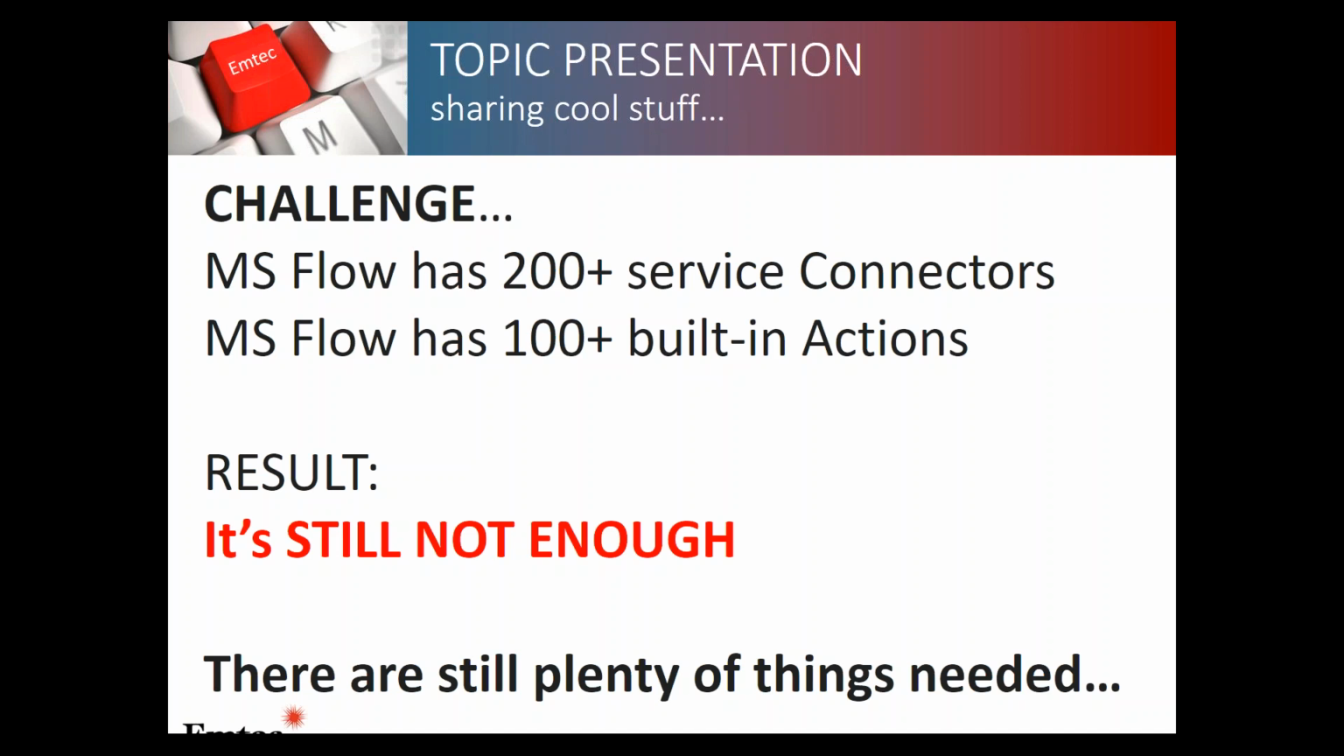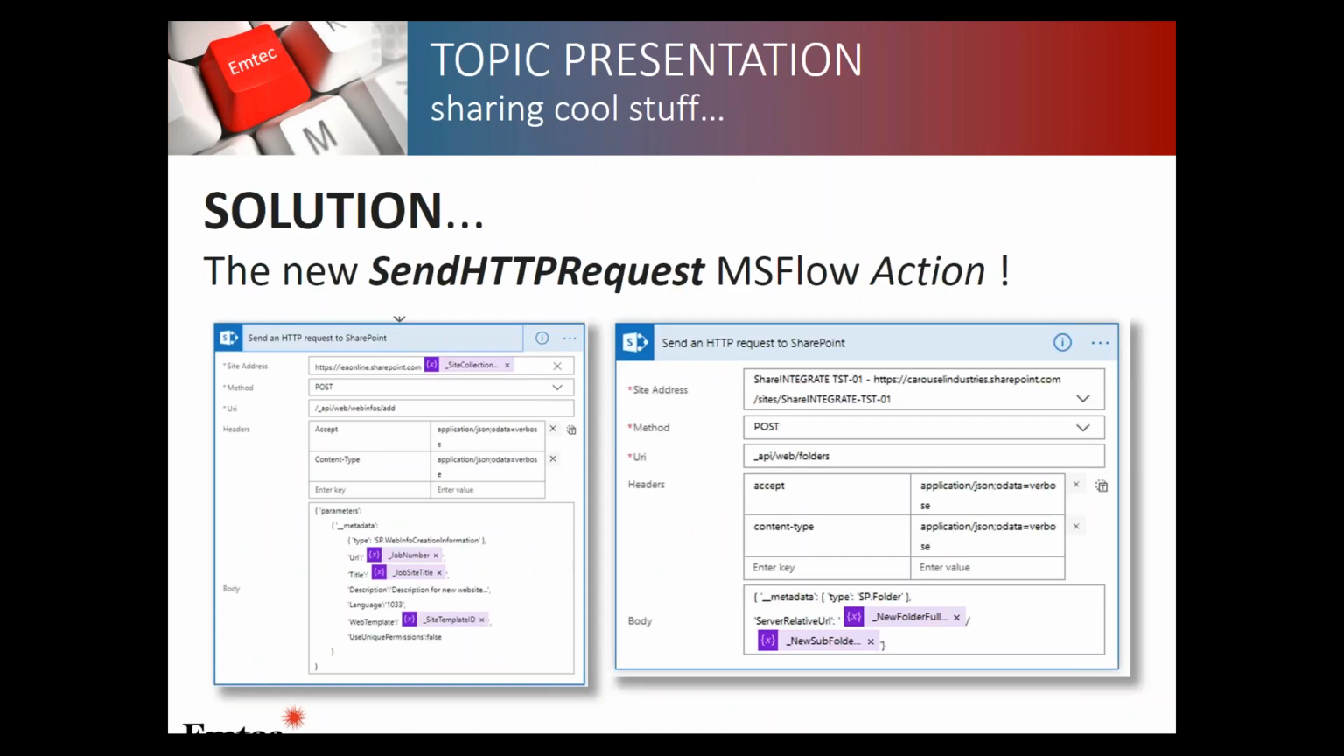Here's our big challenge. Microsoft Flow, even today, has over 200 service connectors to different non-Microsoft services. They have over 100 built-in actions already. The result, it's still not enough. There's still stuff we want to be able to do. Even making a folder in a SharePoint site, even making a SharePoint website can't be done. It's not built in. What's the answer?